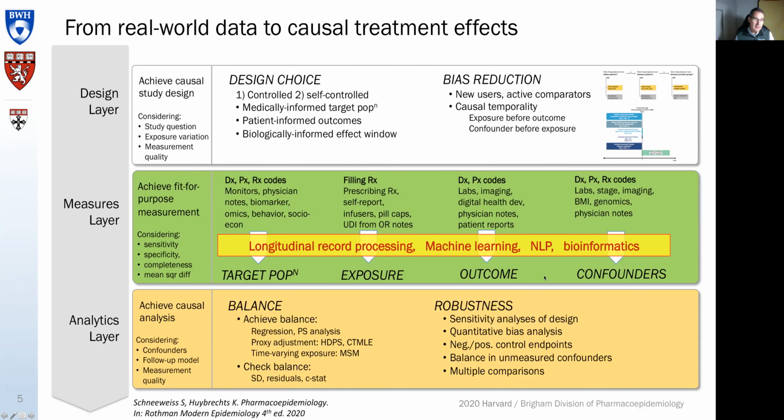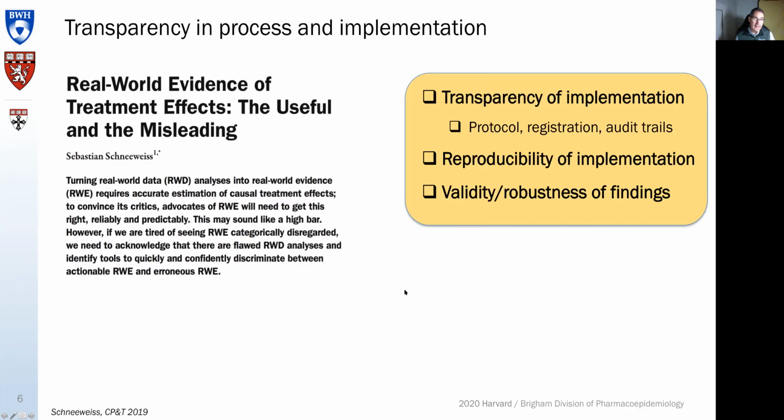Once we have that, we can go into the analytics layer, where the main goal is to achieve balance between the treatment groups, treatment A versus treatment B, for example, in order to mimic the randomization process that we all love so much. And that is often followed by sensitivity analysis in order to study the robustness of the findings. How susceptible are these analyses to biases that might be operating in the data, but also in our analyses?